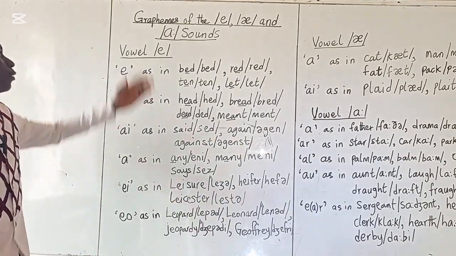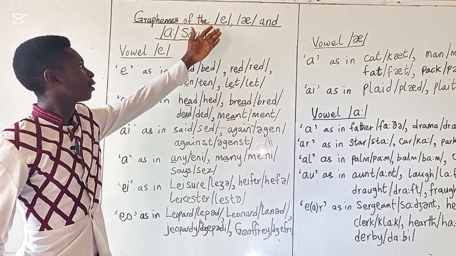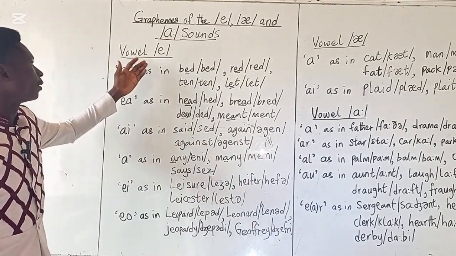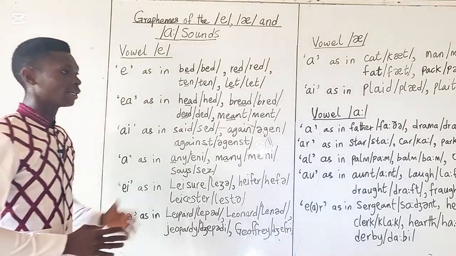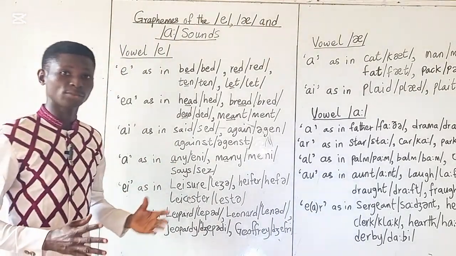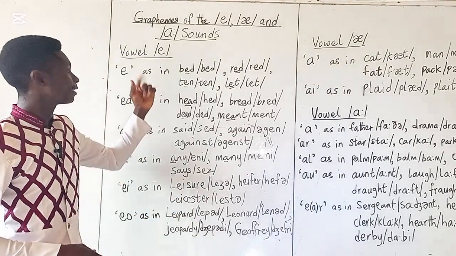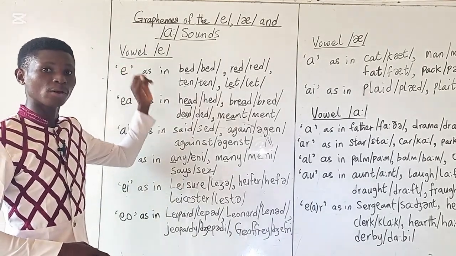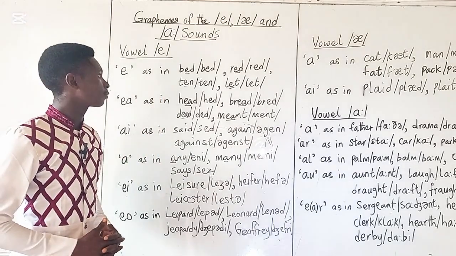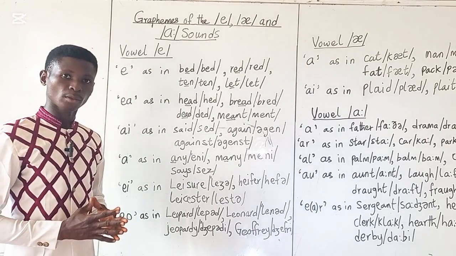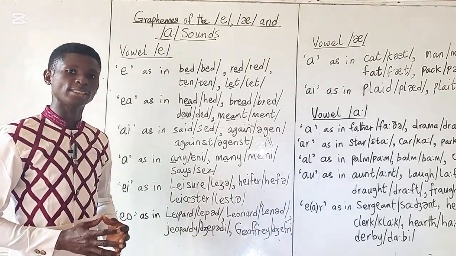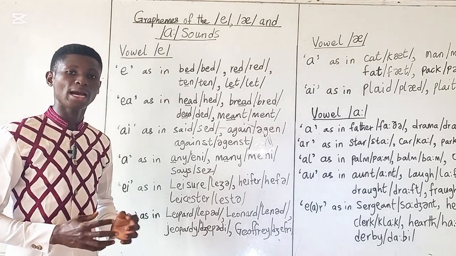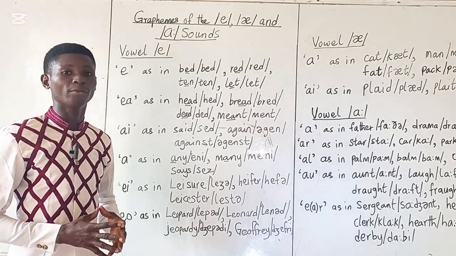We have here graphemes of the R, and R sounds. Right, so let's begin from the sound. The sound, just like the first two vowel sounds we discussed previously, is a front vowel sound. It is a mid-high front unrounded sound. That's because when you articulate it, the tongue is moderately raised towards the roof of the mouth, and we have an unrounded shape of the lip.